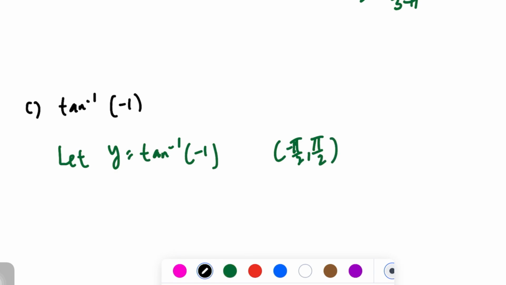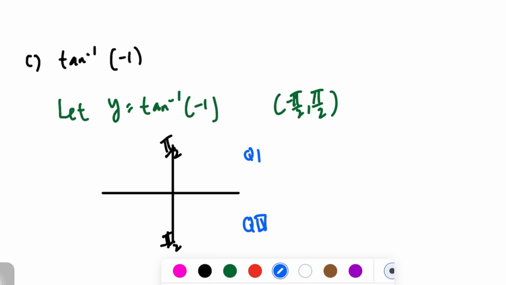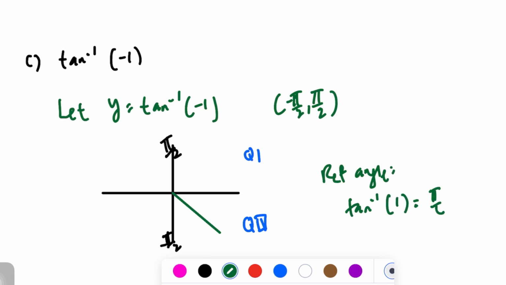What's the meaning of negative? It means that you are in another quadrant, not the first one. You are allowed to be from minus pi over 2 until pi over 2, so you're allowed to be in quadrant 1 and quadrant 4. If it is negative, you are confirmed to be in quadrant 4. Let's find the reference angle first without the negative. Inverse tangent of 1 will be pi over 4.